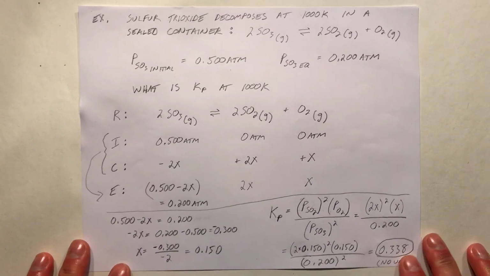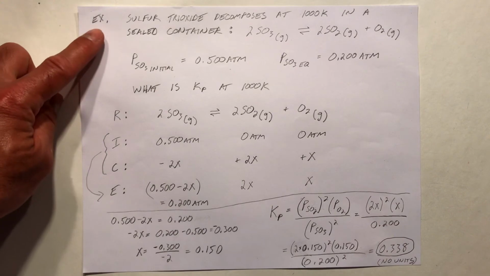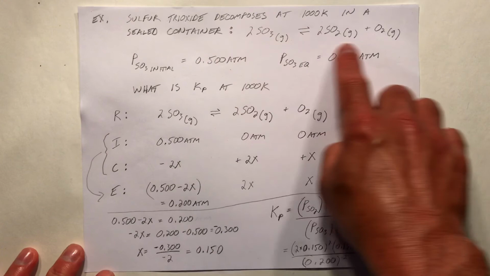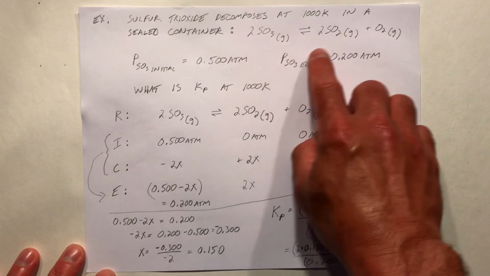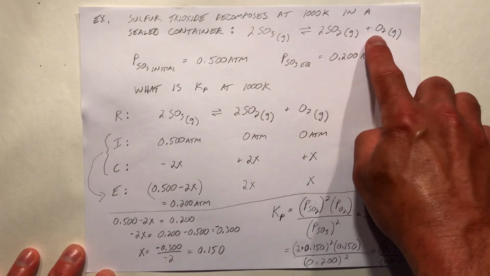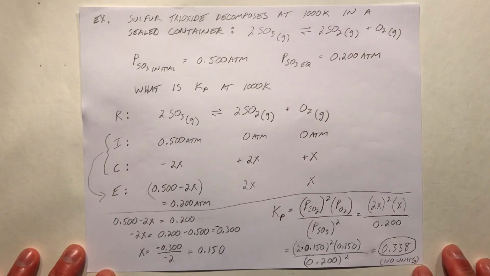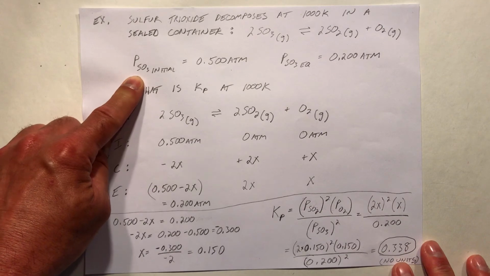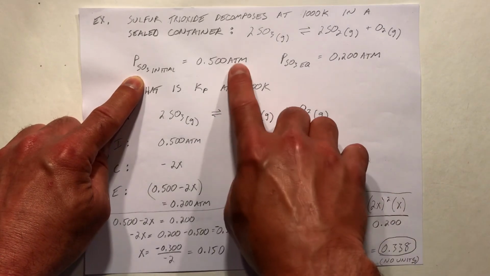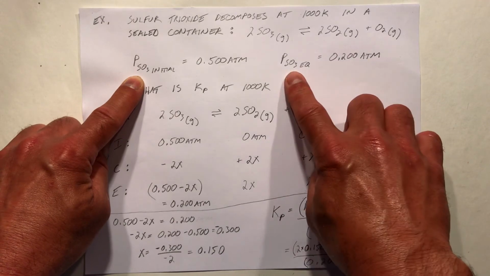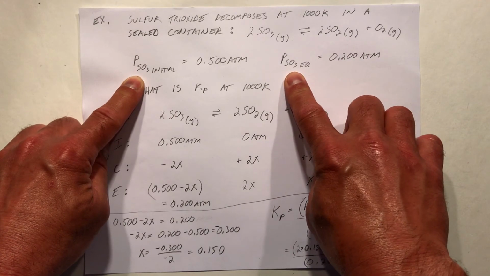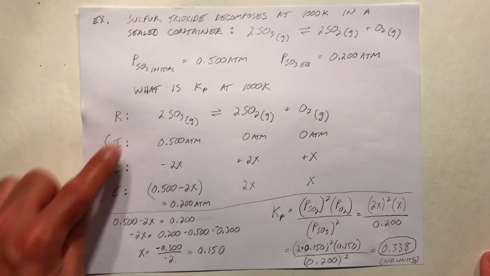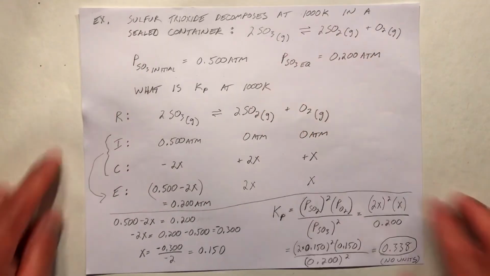All right, so let's do one more example. Sulfur trioxide decomposes at a temperature of 1,000 Kelvin in a sealed container according to this equilibrium reaction. 2SO3 gas is in equilibrium with 2SO2 gas and 1 O2 gas. They tell us that the initial partial pressure of SO3 is 0.500 atmospheres. The equilibrium partial pressure of SO3 is 0.200 atmospheres. What is Kp at that temperature of 1,000 kelvins?